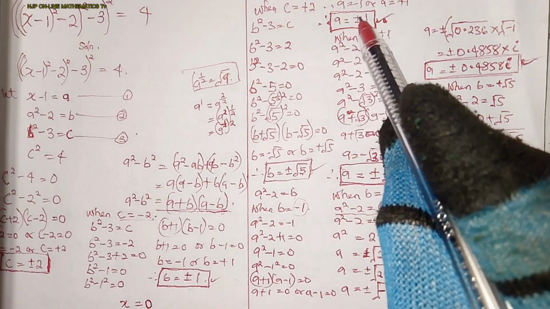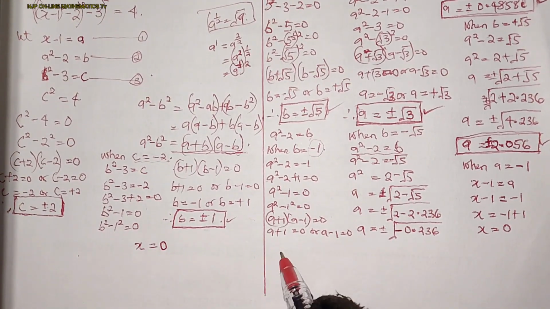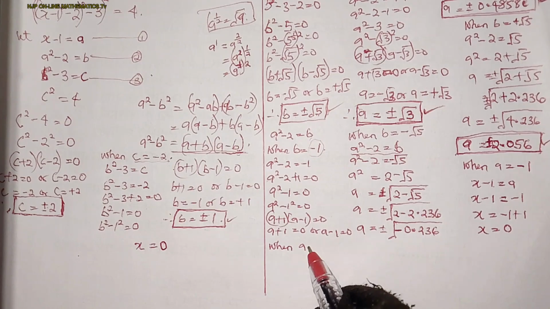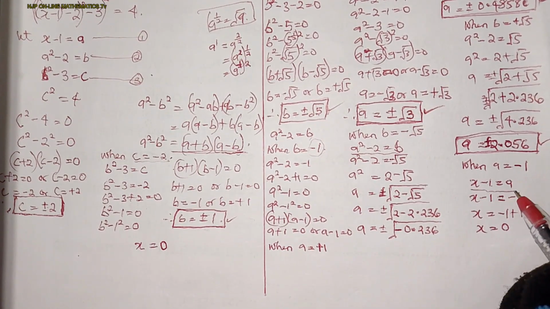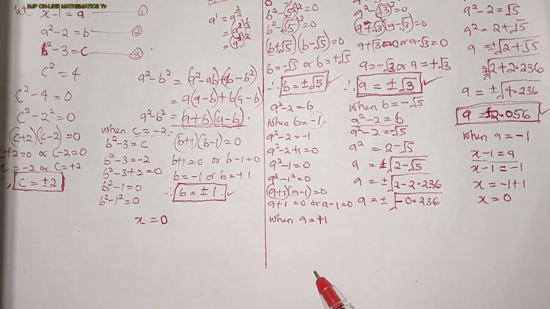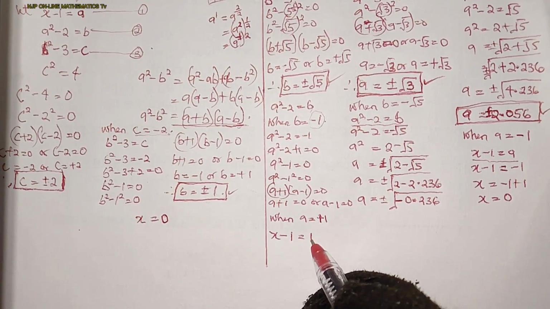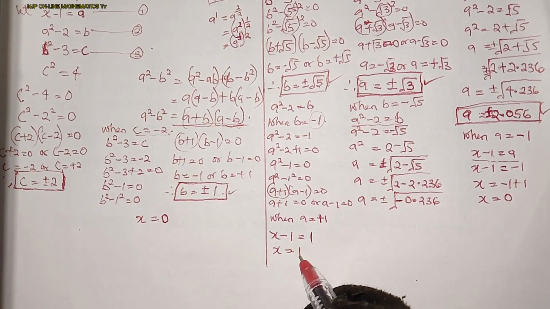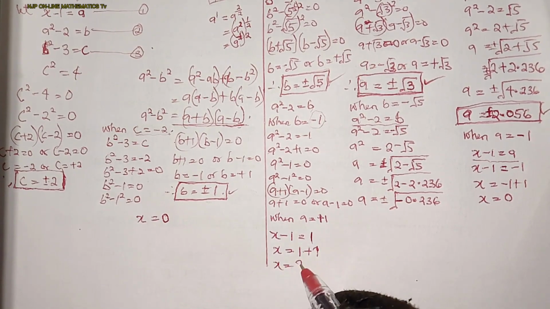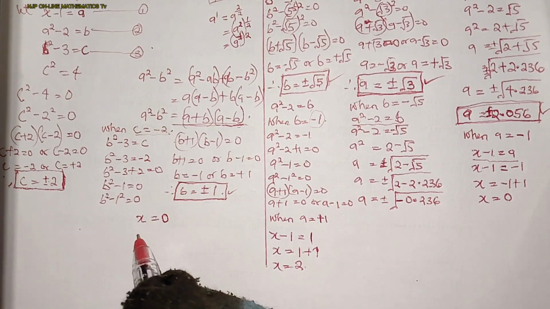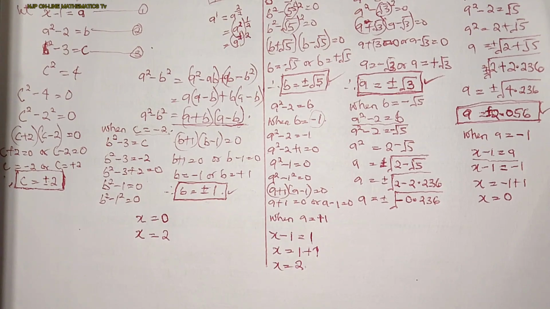So now it's after the substitution when A equals -1. So let's substitute when A equals a positive 1. Into this equation, that x minus 1 equals A, and now A is positive 1. So we are having that x equals 1, and when it goes to this side it becomes plus 1, and x equals 2. So we have now obtained the second value, that x equals 2.